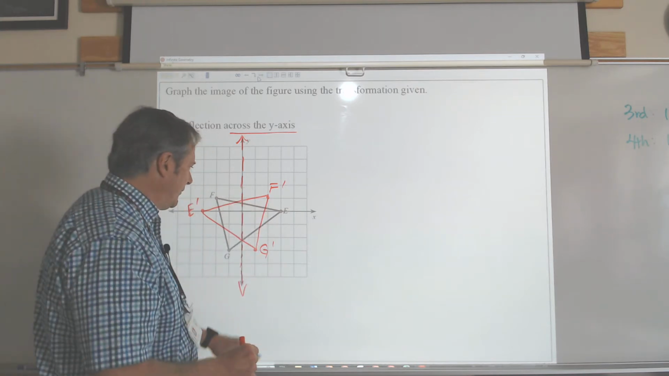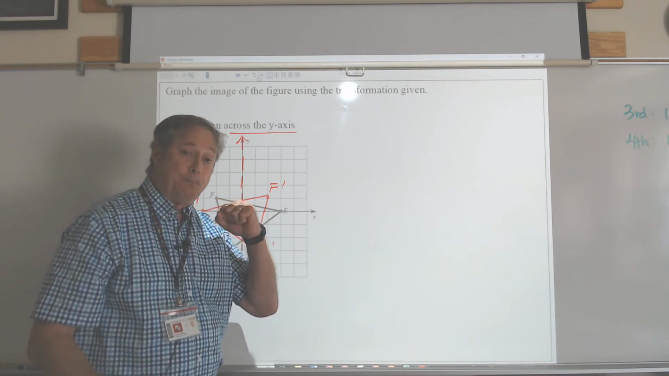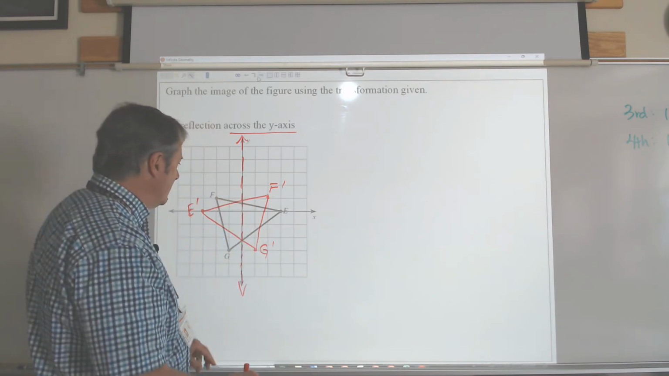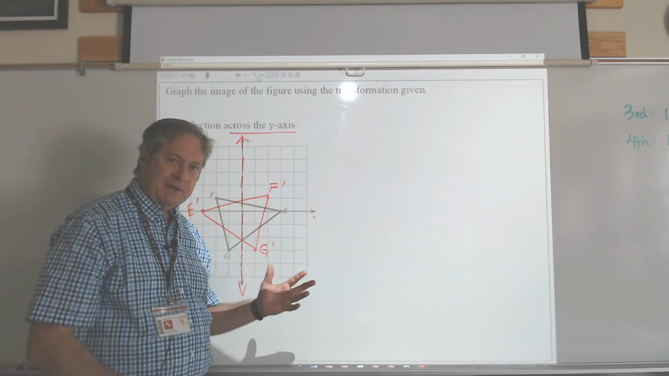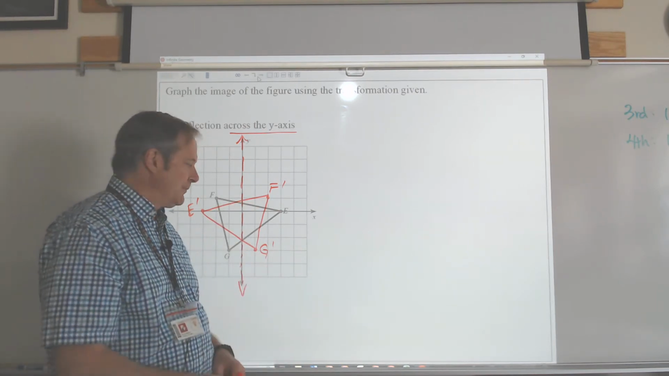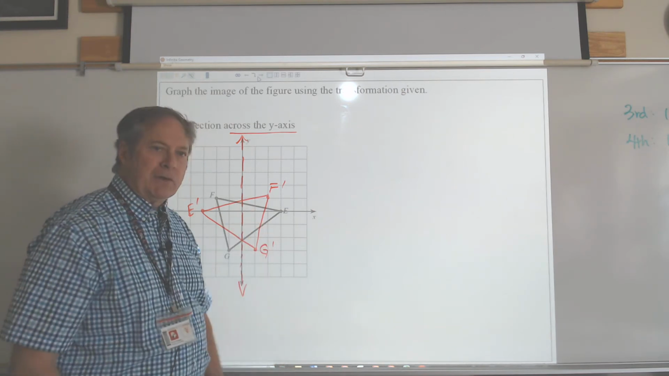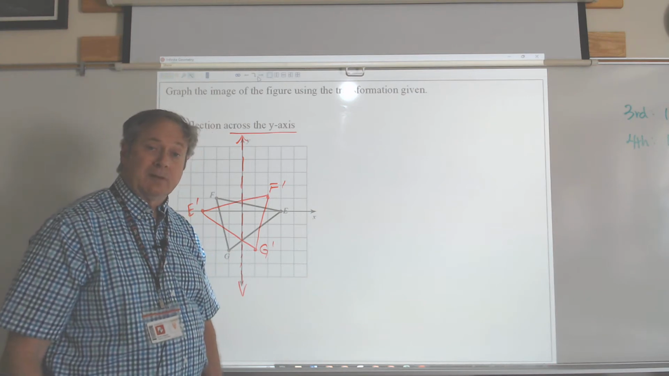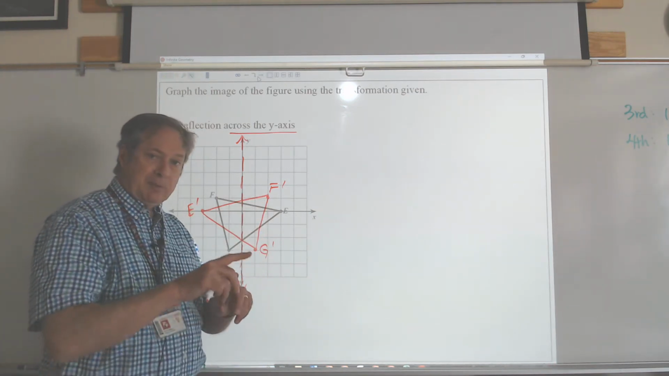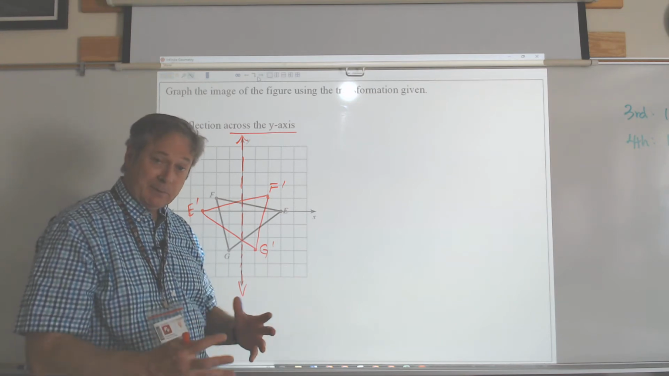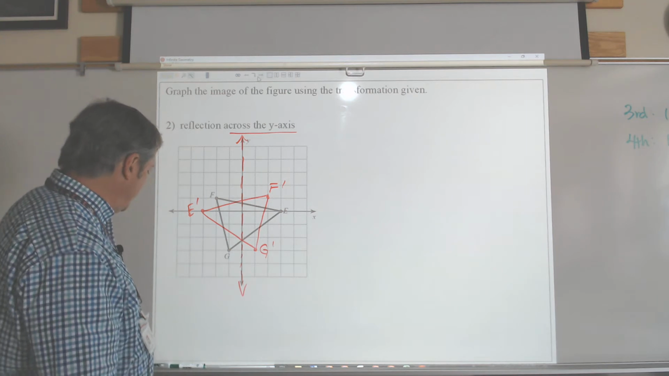Now remember from yesterday, the original figure we call a pre-image. The one that we've transformed through a reflection in this case is the image. We start with the pre-image and end with the image. Are these isometries? In other words, does the image and the pre-image, are they congruent? Same size, same shape, just different spots? Absolutely. So yes, this is an isometry.